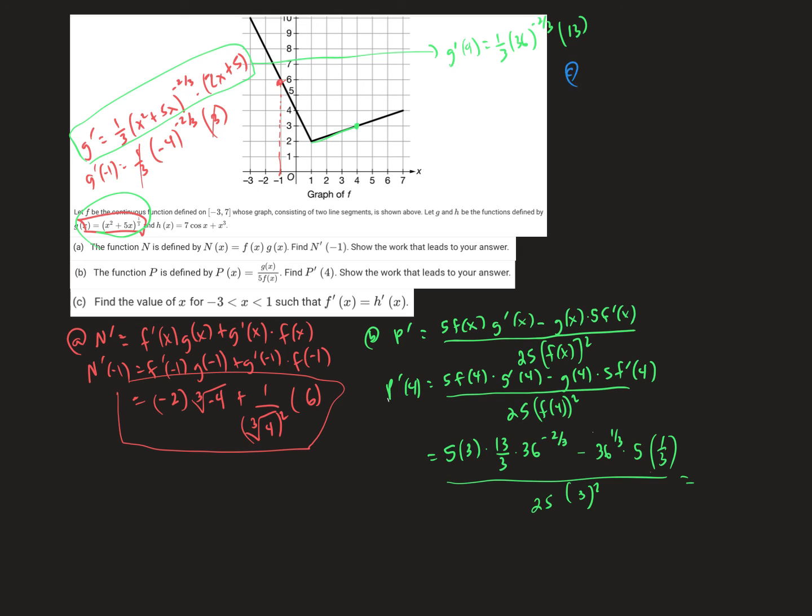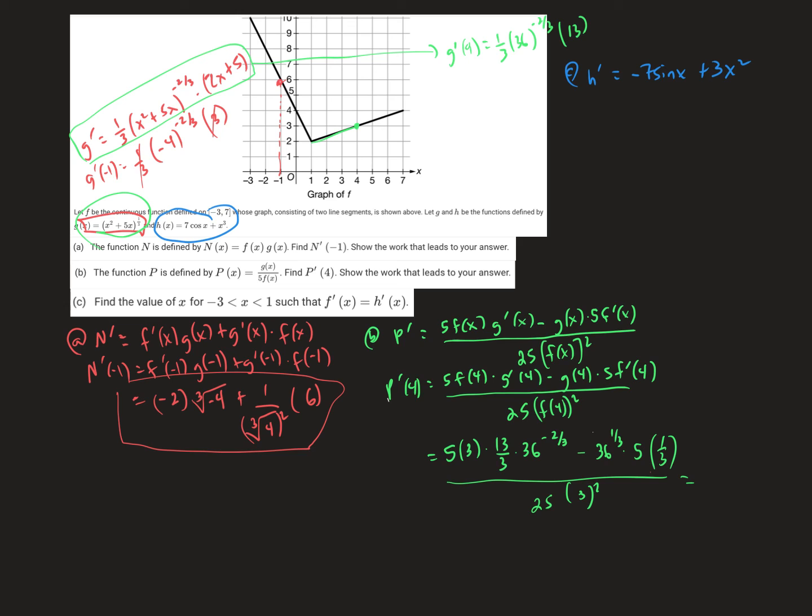And then part C. I want to find the value in between -3 and 1 such that f prime equals h prime. So this is the first time we've used h. It's right here. This has got to be a calculator part, y'all, because this problem requires it. So h prime would be -7 sine x plus 3x squared.